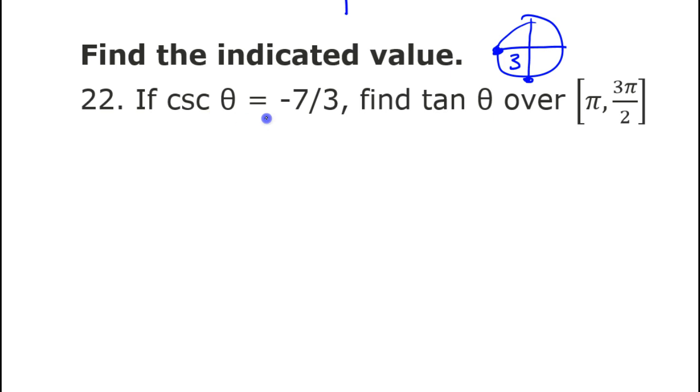Now cosecant is the reciprocal of the sine function. So this really tells me that sine theta is equal to negative 3 over 7. I just did the reciprocal of both sides. Now, we know that sine, in terms of x, y, and r, is y over r.